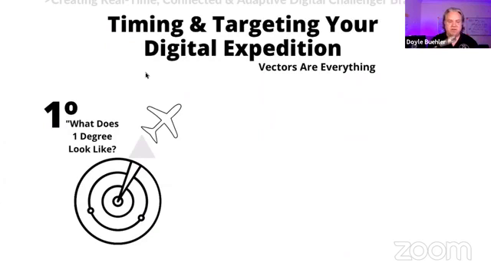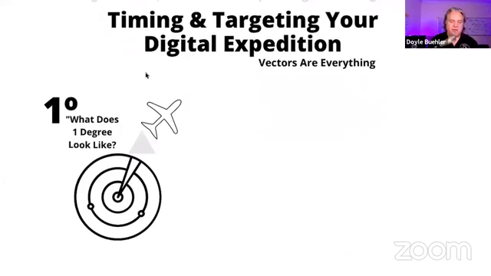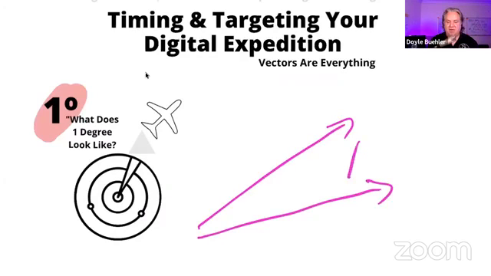So timing and targeting your digital expedition: vectors are everything. As a former pilot in the Air Force, there was a rule of thumb that we had: for every 60 kilometers forward, if you're 1 degree off course, you're going to have a gap of one. I'll use kilometers. Technically, it's nautical miles, but it doesn't matter. The scale is the same.